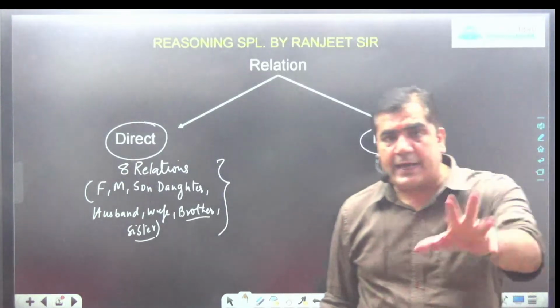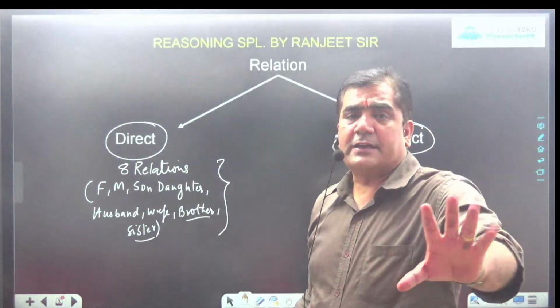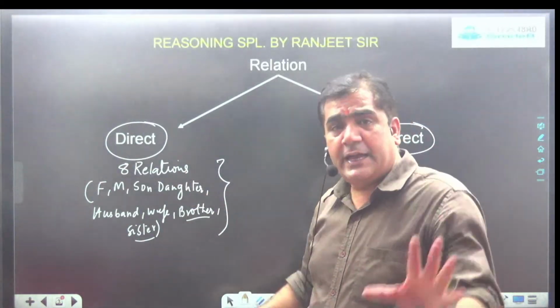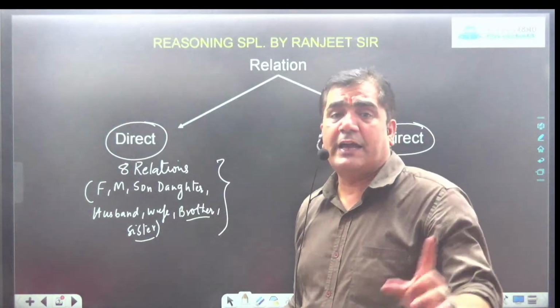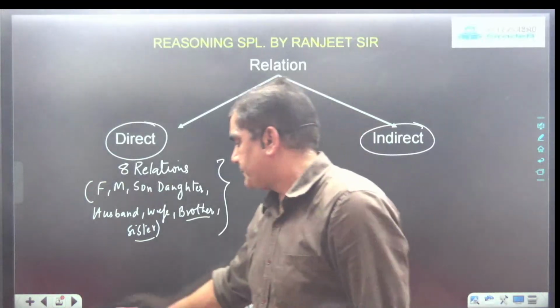See, for direct, only these 8 relations are going to come. Any other relation than these 8 will be called an indirect relation. So, let's quickly go through the relations.